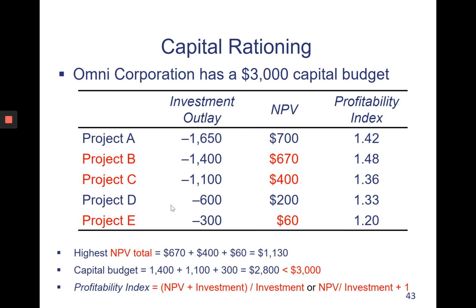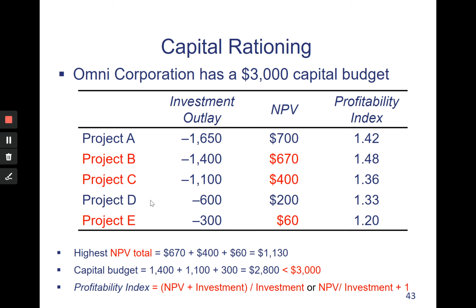Project C, initially we spent 1,100, and net present value of the project is 400. Project D spent 600, and net present value is 200. Project E spent 300, and net present value is 60.